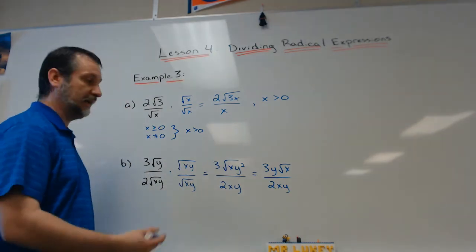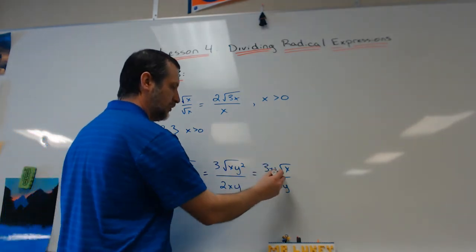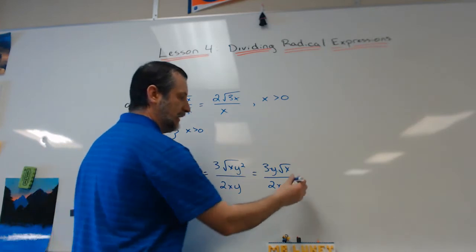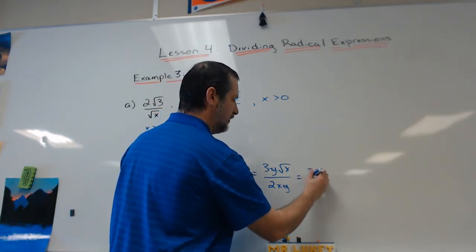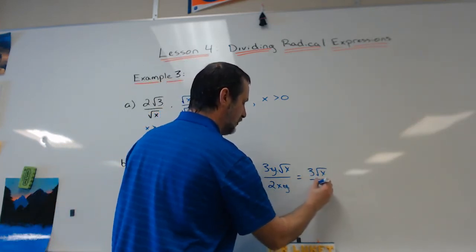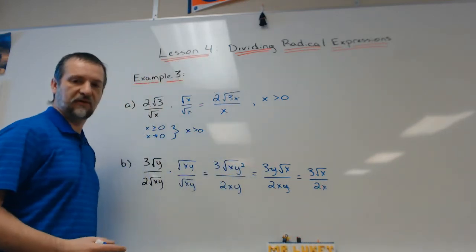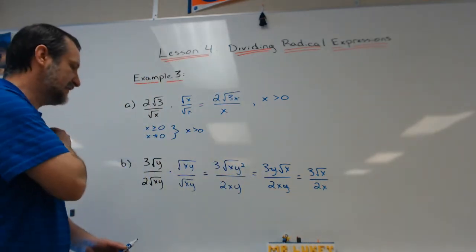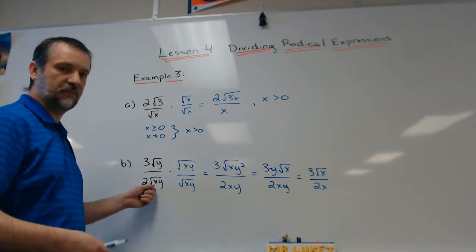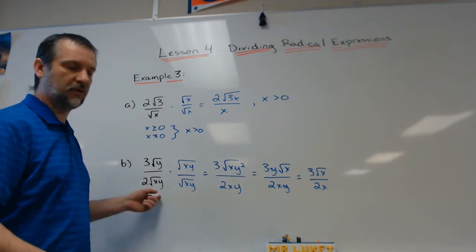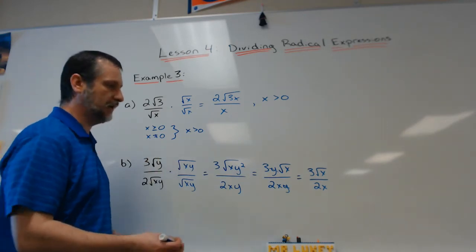That brings light now that I have a y above and below. So boom, boom, those two can go, as they are going to be equal to 1 anyway. So 3 root x over 2x is going to be my final. For this one, again, the same thing is going to happen here. The x has to be greater than 0. The y has to be greater than 0 for the same reasons as above.